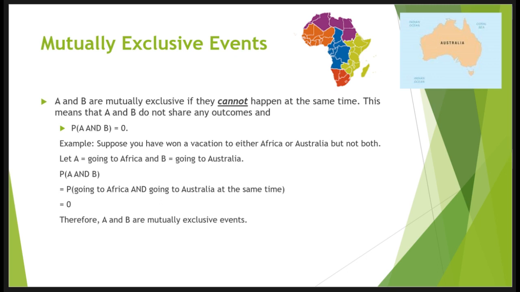So let's say, for example, you've won a vacation to either Africa or Australia, but not both. So let A equal going to Africa, B equal going to Australia. So the probability of A and B, so the probability of going to Africa and going to Australia at the same time equals 0. So we say that these two events are mutually exclusive events. They can't happen at the same time.